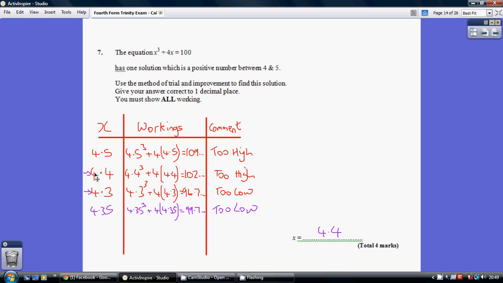What you have to do is split the difference. So we split the difference, which is 4.35. That comes out to be 99.7, which is too low. So given that 4.35 is too low, our true solution must be bigger than 4.35, and therefore by definition closer to 4.4 than 4.3. So having done this line, it is then fine to conclude that our final answer must be 4.4.